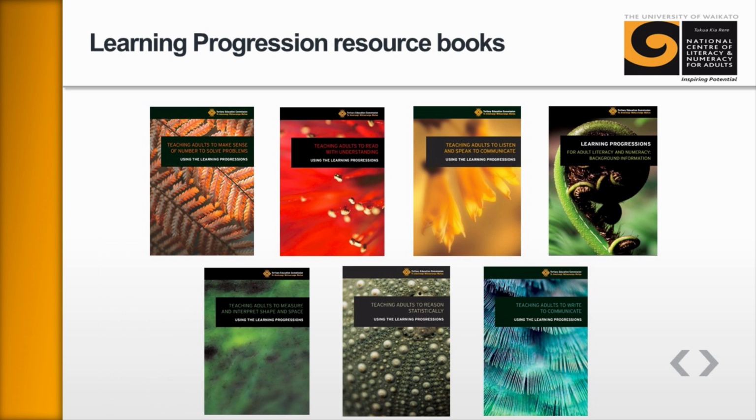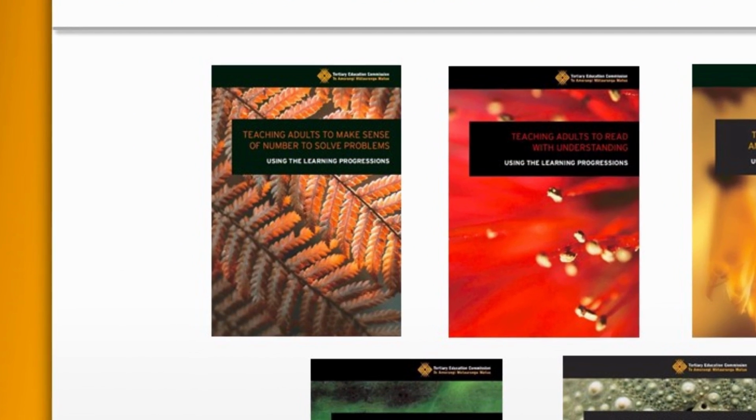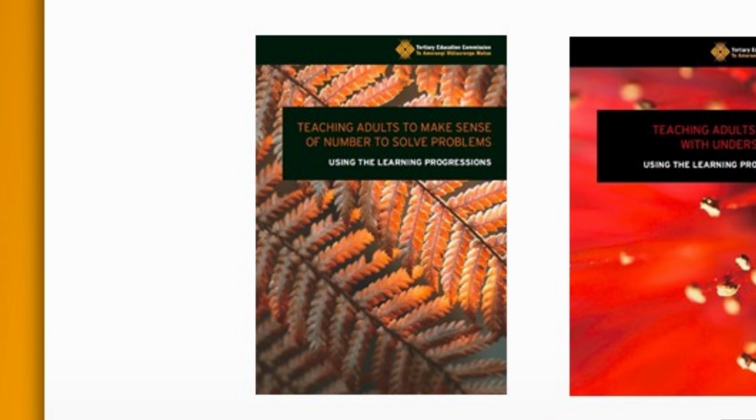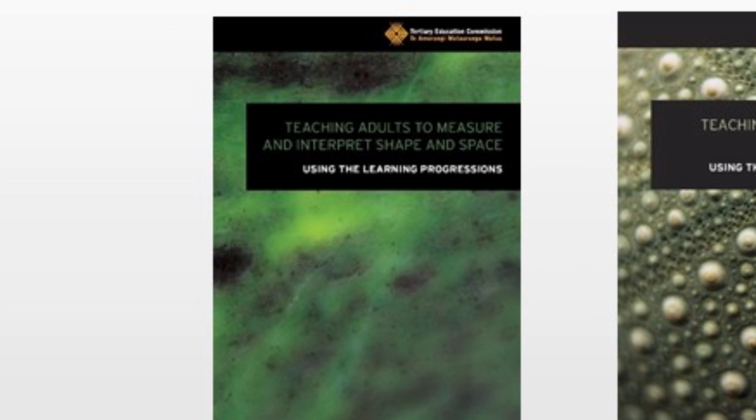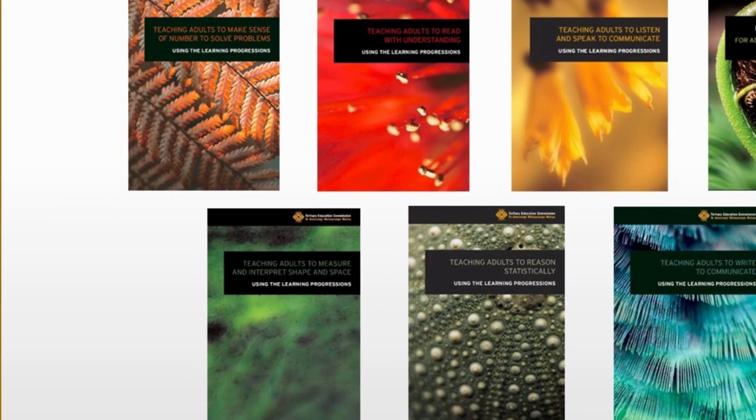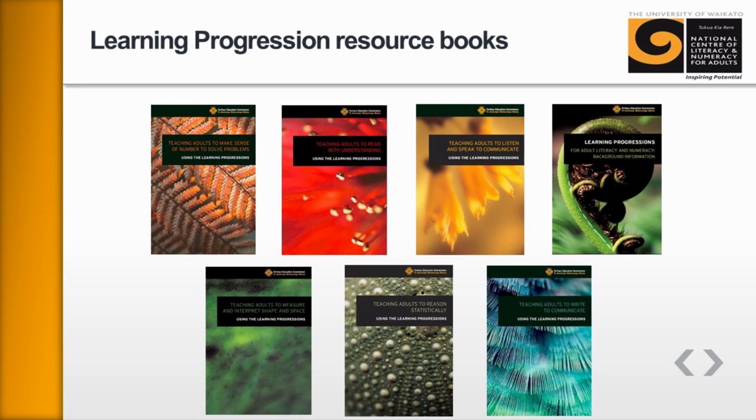Here we have a selection of the Learning Progression resource books. Which of these books would be most appropriate for the learner who completed the previous assessment? There are 3 resource books designed to address numeracy, however 2 directly address the assessment results. That is, Teaching Adults to Make Sense of Number to Solve Problems, and Teaching Adults to Measure and Interpret Shape and Space. Both of these books contain strategies that can be used to improve learners' numeracy skills.